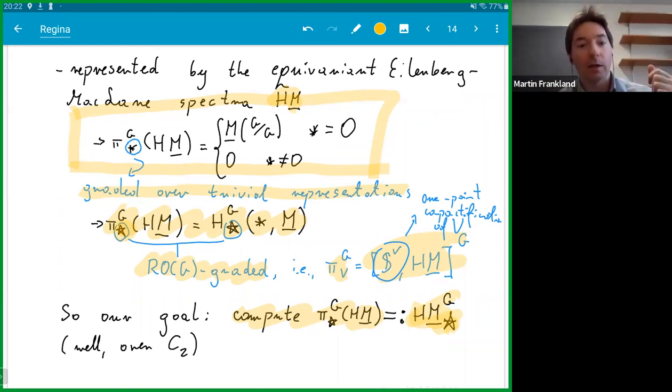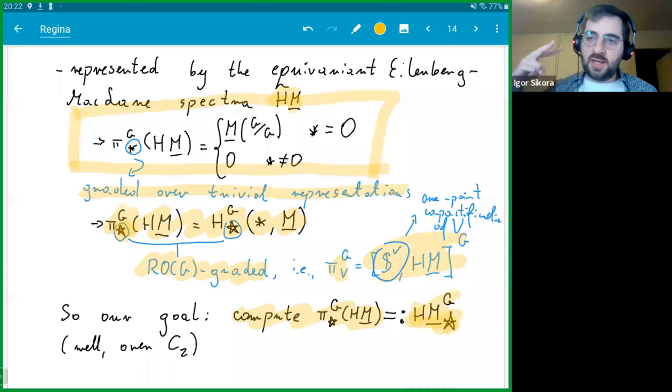In a heuristic, cartoonish way, would you say that most of the difficulty comes from one of those two? I would be guessing the RO(G) grading. Is that generally what happens?